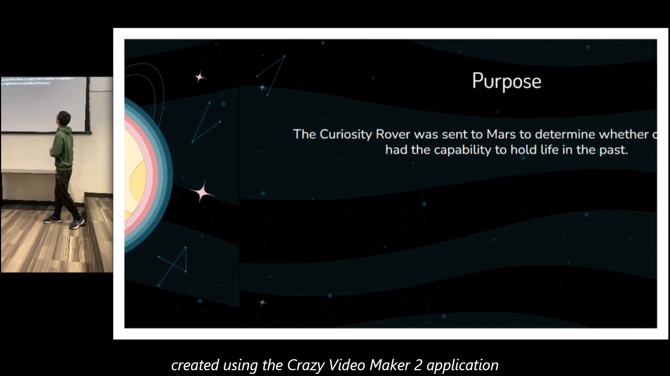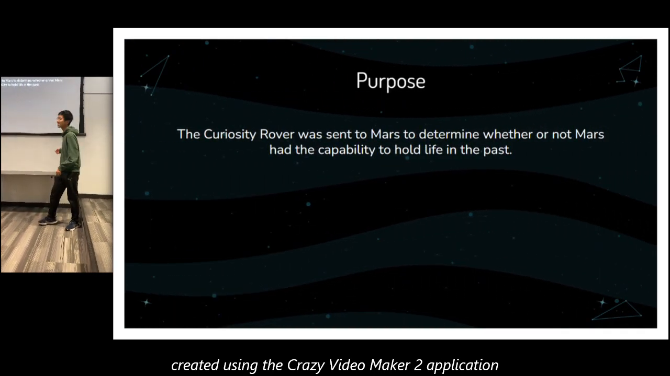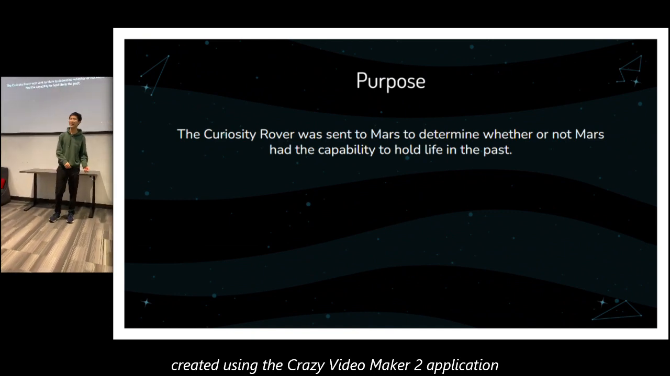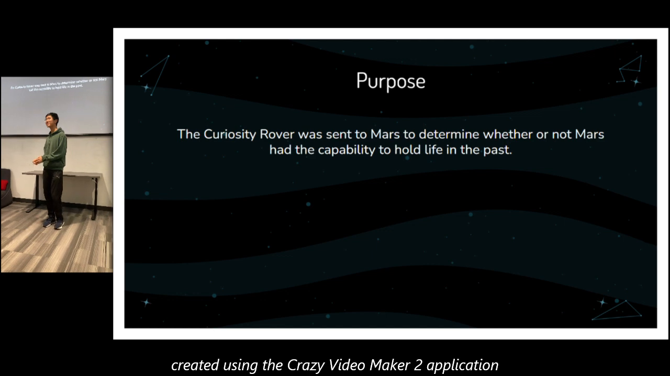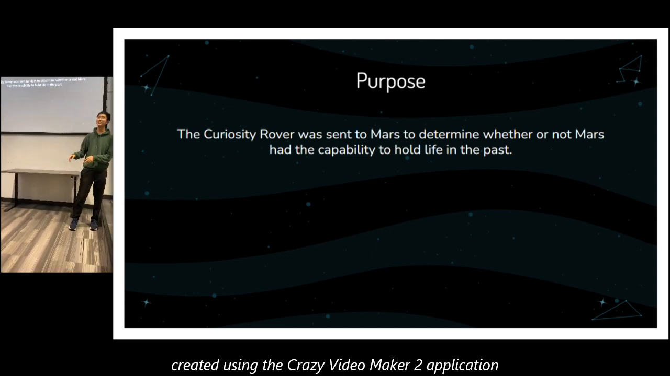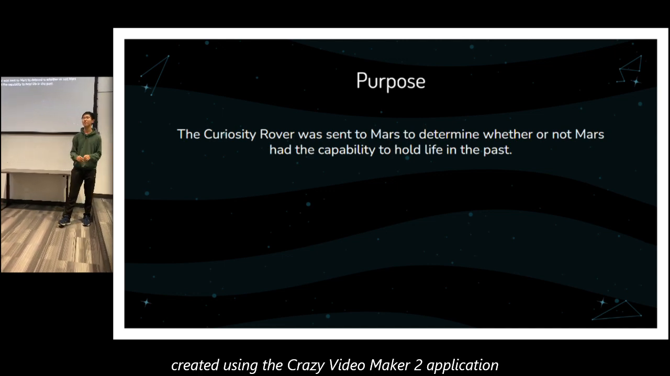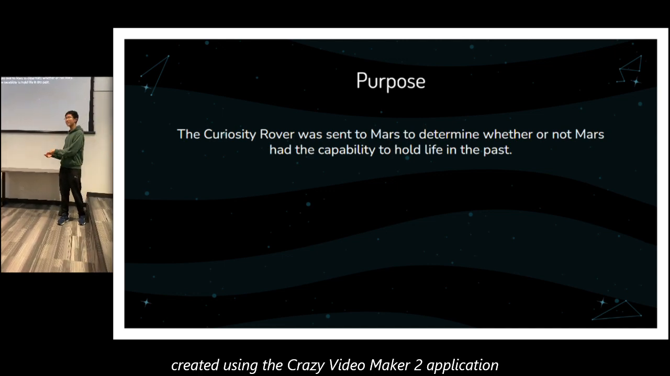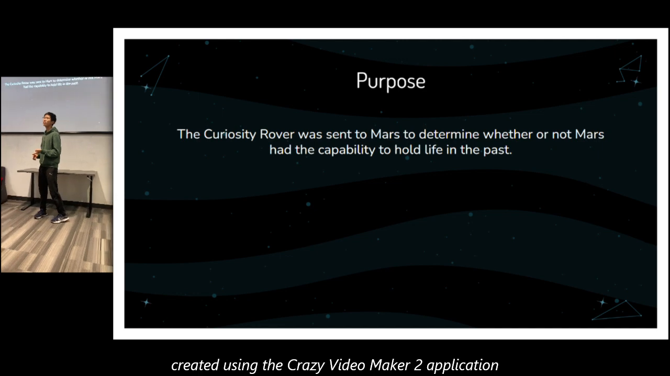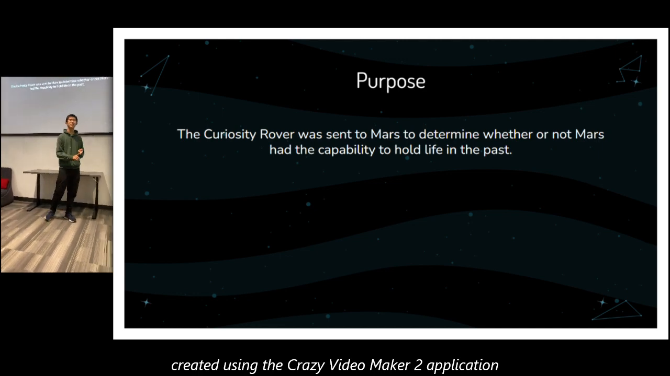So it was sent to Mars to determine whether or not Mars has the capability to hold life in the past. Essentially, how it would do this is it has a robotic arm that would take samples of the rock, and then in future missions, NASA will send rockets to Mars to collect these samples, ship them back to Earth so we can test these rock samples for microscopic bacteria or for past fossils.